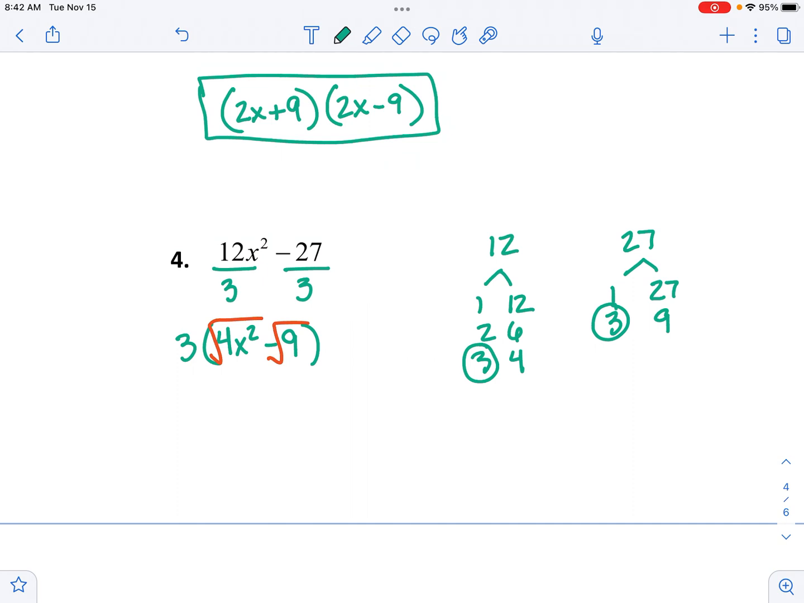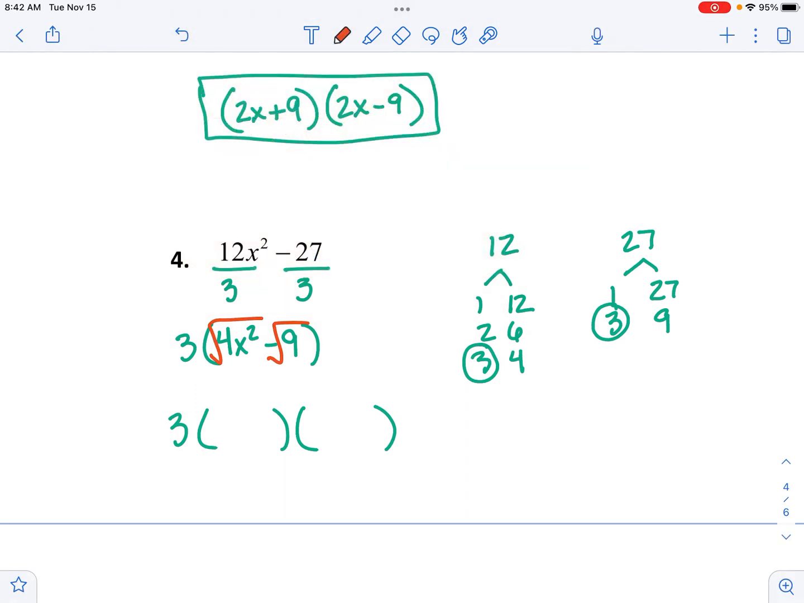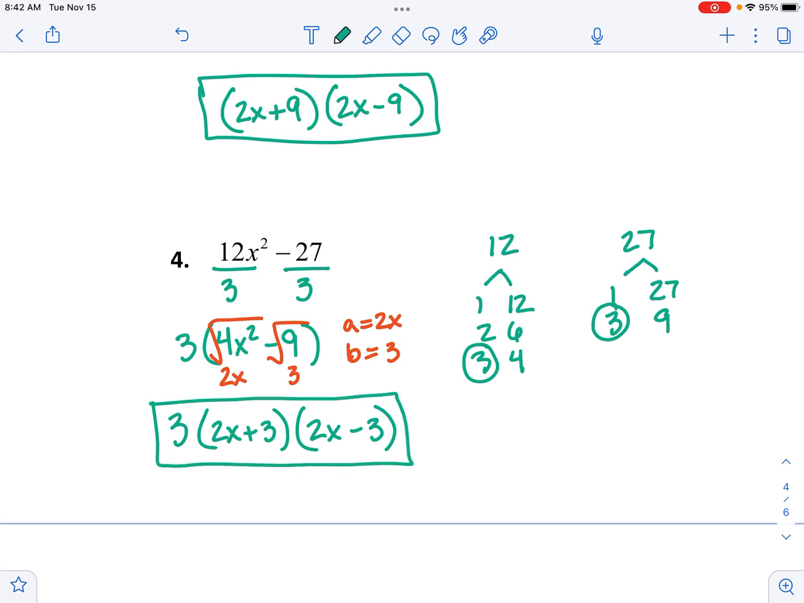Okay. So GCF stays out front. We're going to set up our 2 sets of parentheses like we did on the rest of these difference of squares problems. The square root of 4x squared would be 2x. The square root of 9 would be 3. So a is equal to 2x and b is equal to 3. So I will use those to set up my problem. 2x plus 3 and 2x minus 3. Remember, 1 plus 1 minus for difference of squares. Make sure, since we took that GCF out, that GCF stays out front. We don't just leave it off. It does have to stay there. Okay?